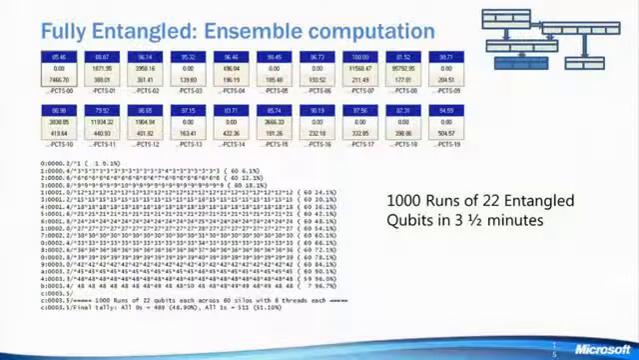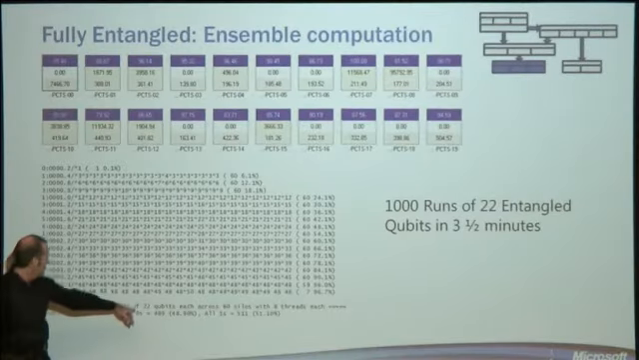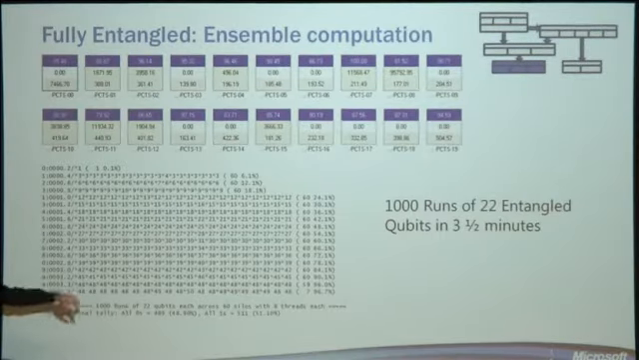Took 2 seconds per run to do, fully entangled. And this is running out on my cluster. There's 24 hardware threads on each machine. You'll notice the machines are up around 90, anywhere from 90 to 100% in most cases, all 24 threads in use. This is running through, did 1,000 runs of 22 entangled qubits in 3.5 minutes. And just to show, out of 1,000 runs, 489 got all zeros and 511 got all ones. So our random number generator seems to work pretty well.